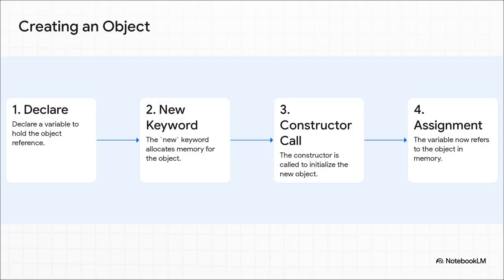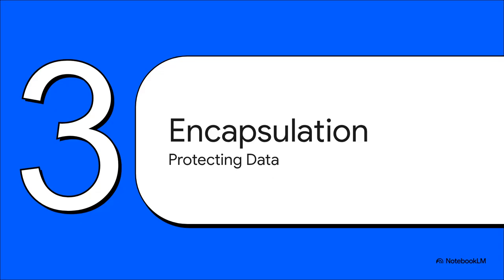It's actually pretty cool how a single line of code, something like vehicle minivan equals new vehicle, is really a four-step process. First, we declare a variable to hold our object. Then, that new keyword tells the system to set aside some memory. Then the constructor is called to initialize everything, and finally, our minivan variable gets pointed to that new object in memory.